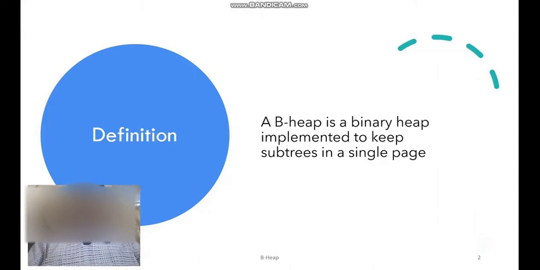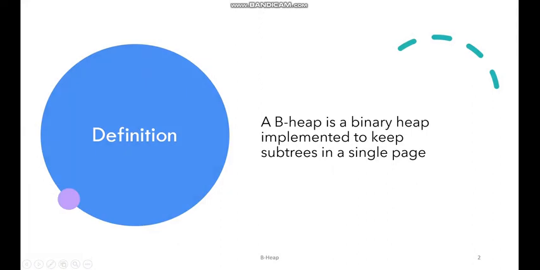The definition wants to say that we want to accommodate more and more child pages into a single memory page, because the more the pages, the more page faults take place, and we actually want to reduce page faults. So we are reducing the pages, and thus the basic idea of the BHeap is to reduce the number of visited memory pages. Here we got to know about the binary heap and the BHeap.